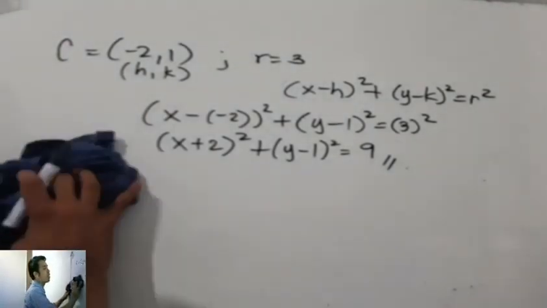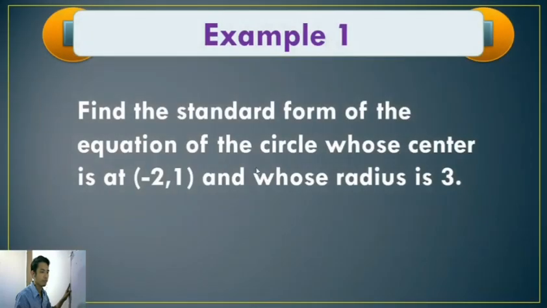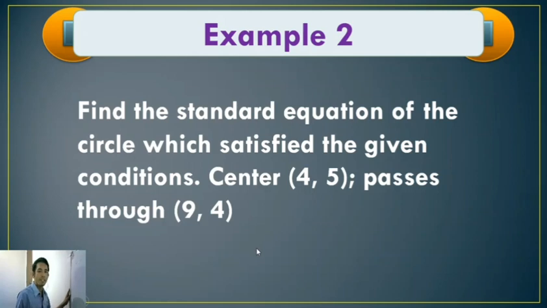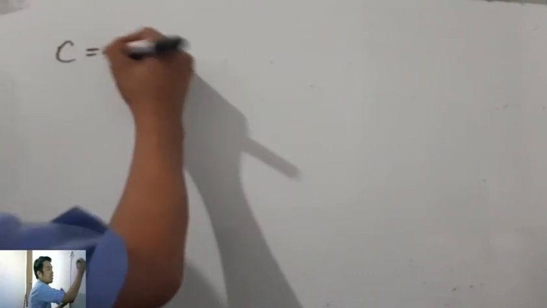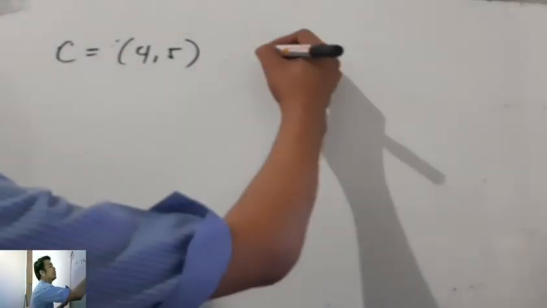So let's have example number 2. Find the standard equation of the circle which satisfies the given condition that its center is (4, 5) and passes through the point (9, 4). Okay, so again, we're going to find the standard form of the equation of the circle with the center (4, 5) that passes through the point (9, 4).